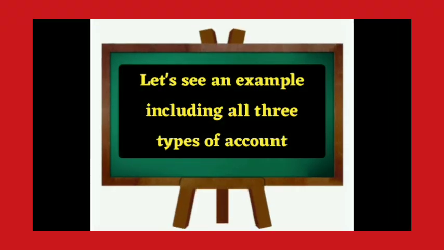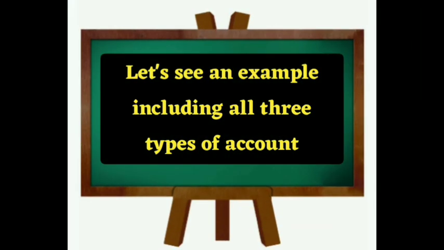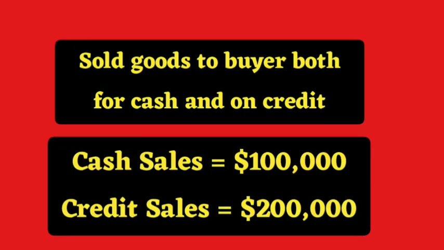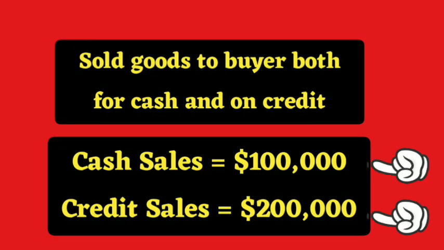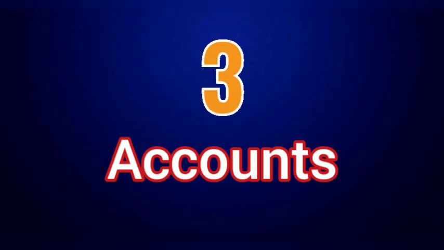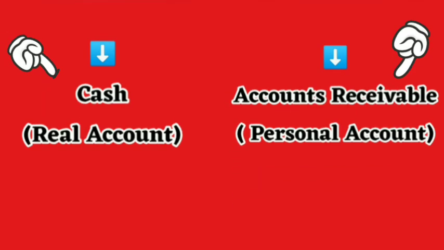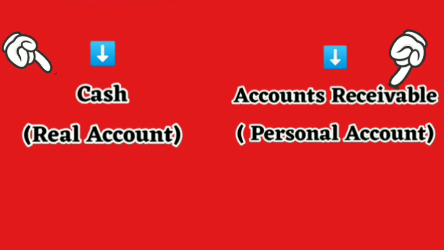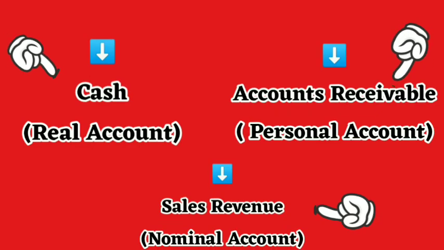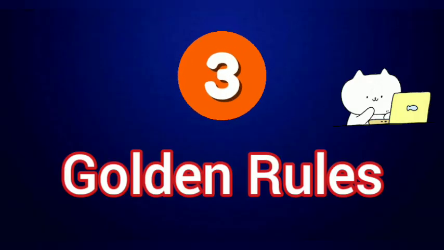Finally, we take an example involving all three types of accounts. Sold goods to buyers for cash and on credit. Cash sale was $1 lakh and credit sale was $2 lakh. Three accounts are involved in this transaction. Cash account, which is a real account, accounts receivable account, which is a personal account, and sales revenue account, which is a nominal account. Now apply the three golden rules to record this transaction.